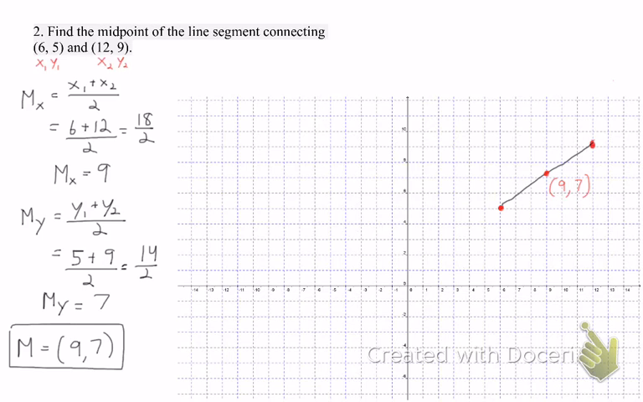If we look back to the graph, were we correct in our guess prior? Absolutely. We saw that before. The midpoint should be around 9, 7. And through algebra, we proved that our midpoint is indeed at the coordinates 9, 7.